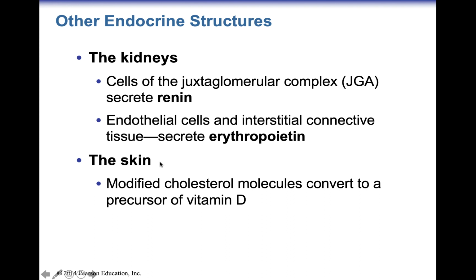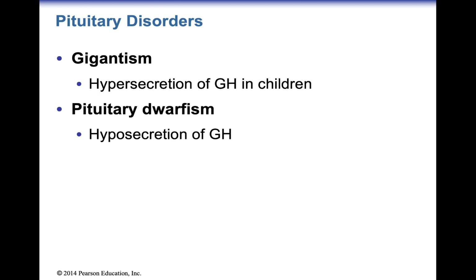And the skin helps to regulate vitamin D production using the cholesterol in the skin. So when cholesterol in the skin interacts with sunlight, it converts into vitamin D, and then that vitamin D can help with body regulation. For example, maybe you didn't know this, but vitamin D is responsible for absorption of calcium in your digestive system. And then if you do have any mishaps with hormone production, it can cause disorders.